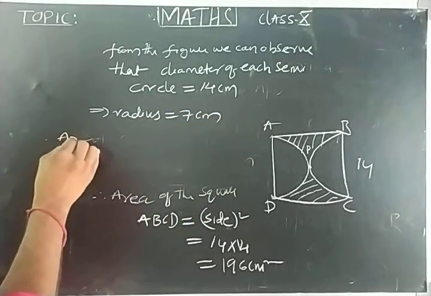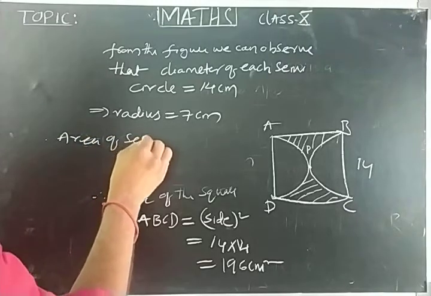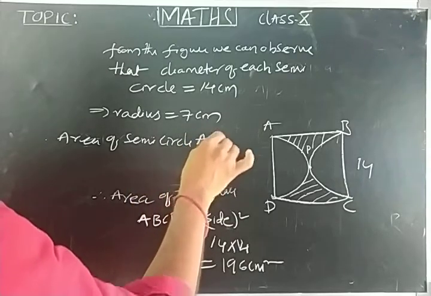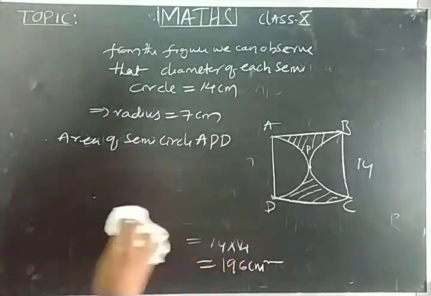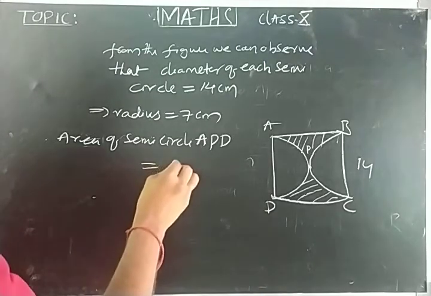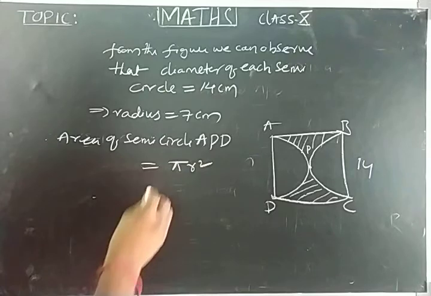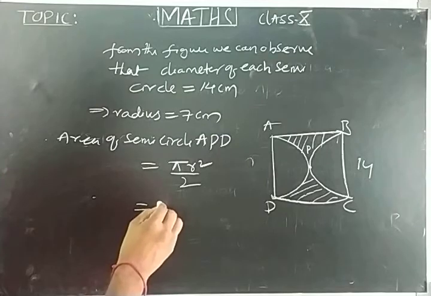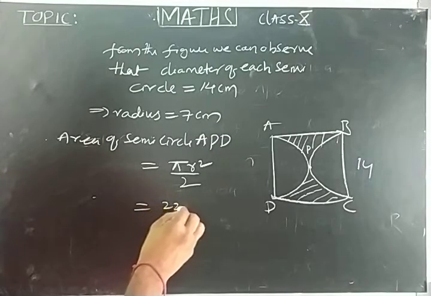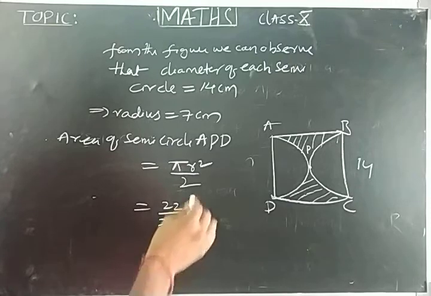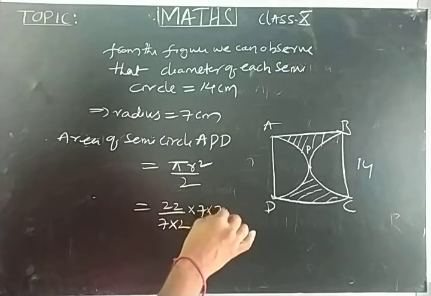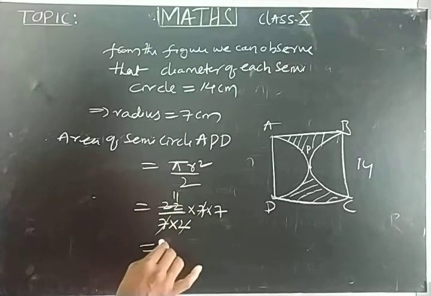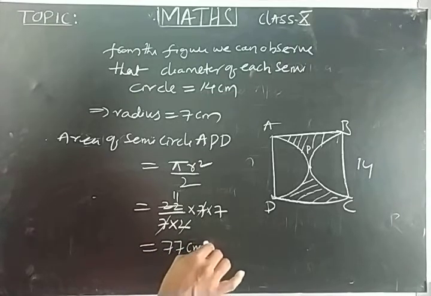Now therefore area of semicircle APD. I am finding the semicircle area. What is the formula? Actually area of circle is pi r square, but we are finding semicircle area, so divide by 2. Pi is 22 by 7, so 7 into 2, and r value 7 into 7. 7 cancel, 2 11. So this is 77 centimeters square.